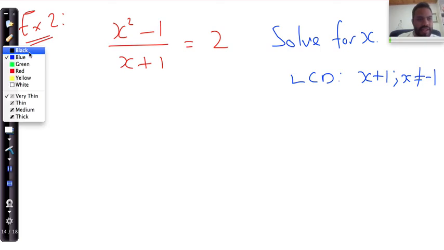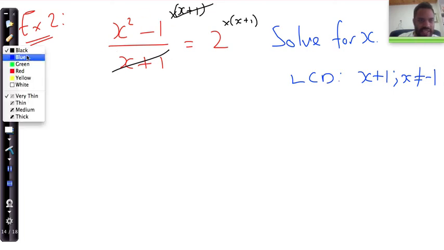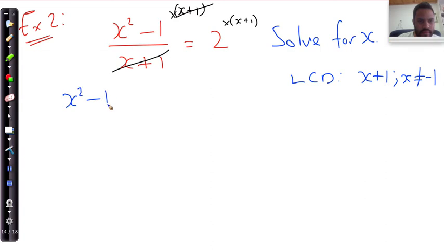Okay, so let's apply the LCD. When I apply the LCD, I multiply this term by x plus 1. Whatever I do to one side I must do to the other side, so I multiply that by x plus 1, and then this and this cancel out, which leaves me with only x squared minus 1 on this side, equal to 2 multiplied by x plus 1.